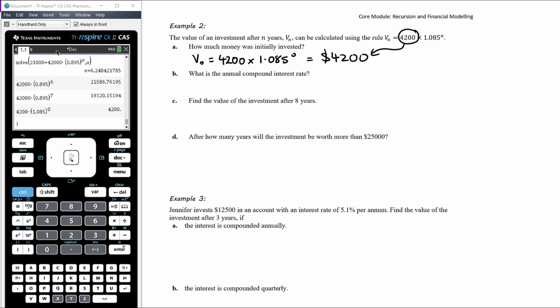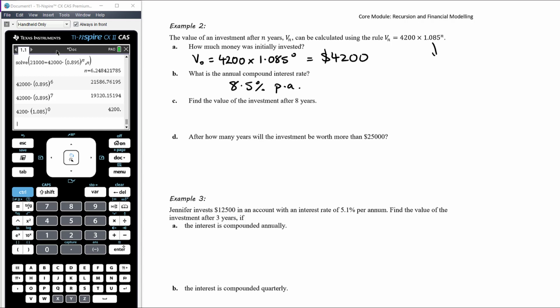What is the annual compound interest rate? Okay, so that's where this is important. It tells us n is in years. Every year we're multiplying by 1.085, which is 108.5% of the previous year. So it is an 8.5% per annum interest rate.